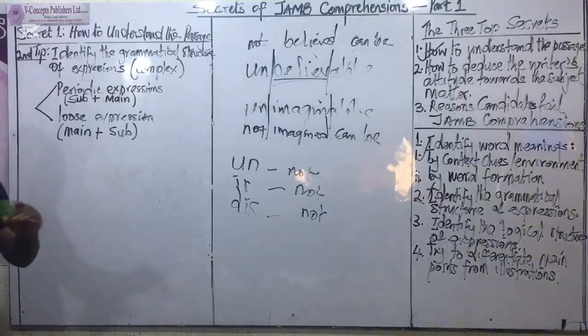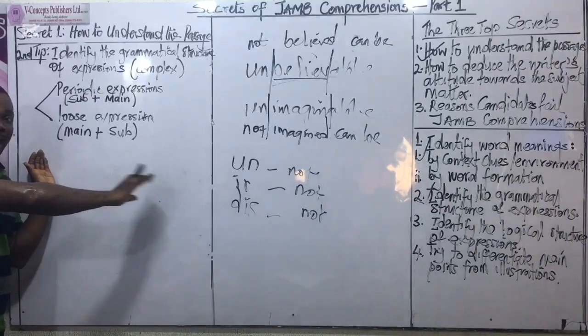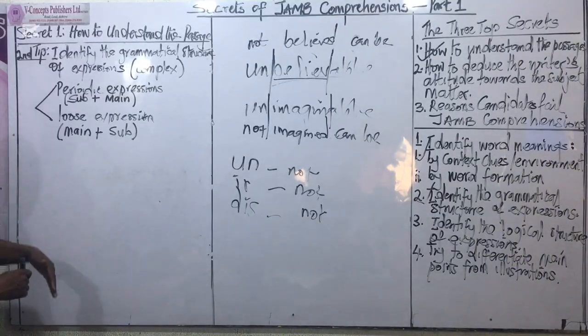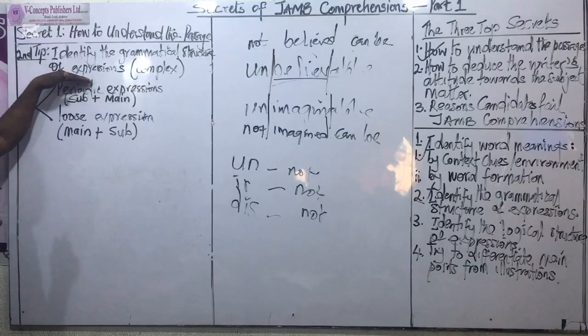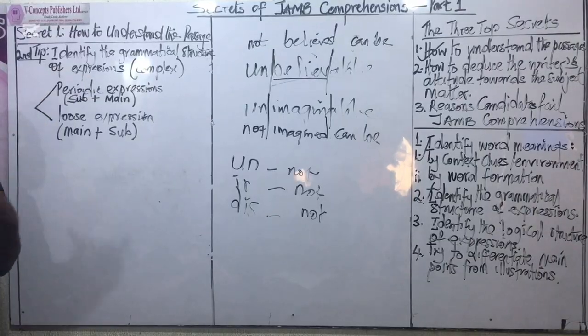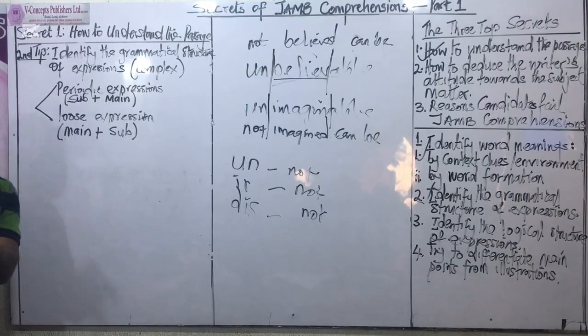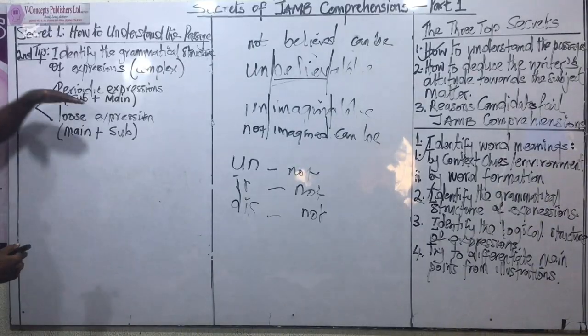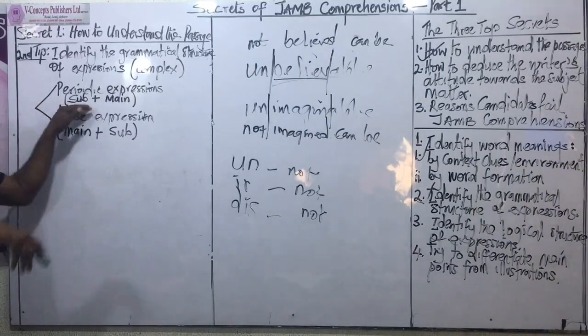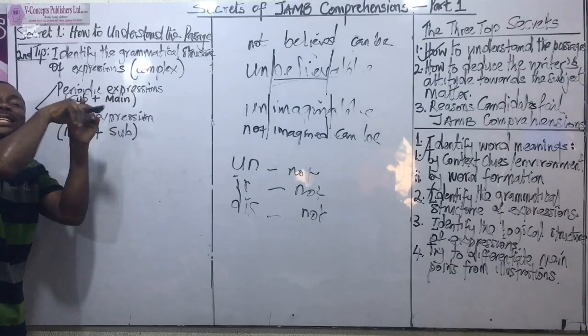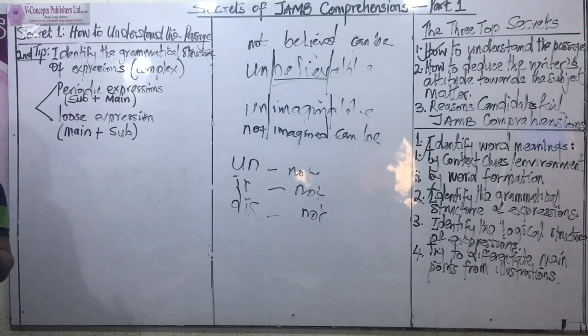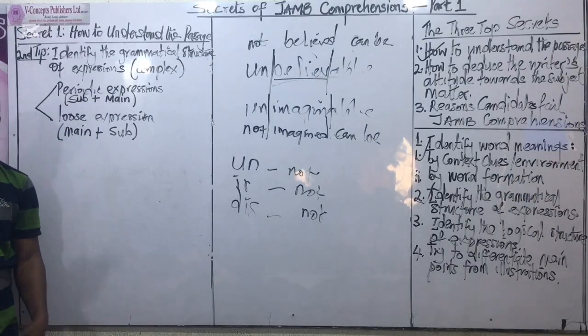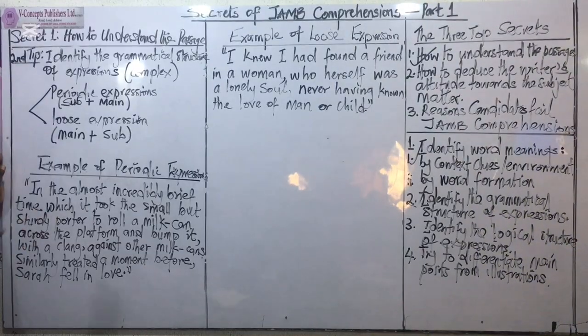The next thing I want to do in this video is to give you some examples of periodic expressions, and show you how the main point is embedded in them. So when you find them in JAMB, you would understand how to move away from the subordinate idea and go straight to the main point in the sentence in order to understand the sentence. Let's go. So here are some examples. The first one is a periodic expression.